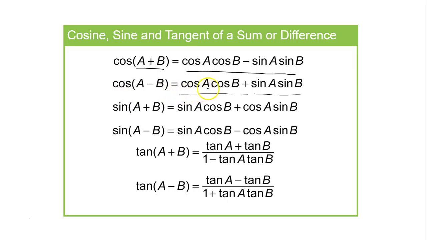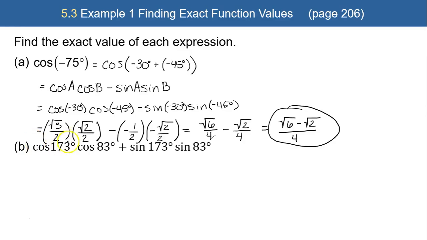So we have our A and our B, and we're going to plug it in this way here, and then subtract the two. So this is equal to cosine of 173 degrees minus 83 degrees.